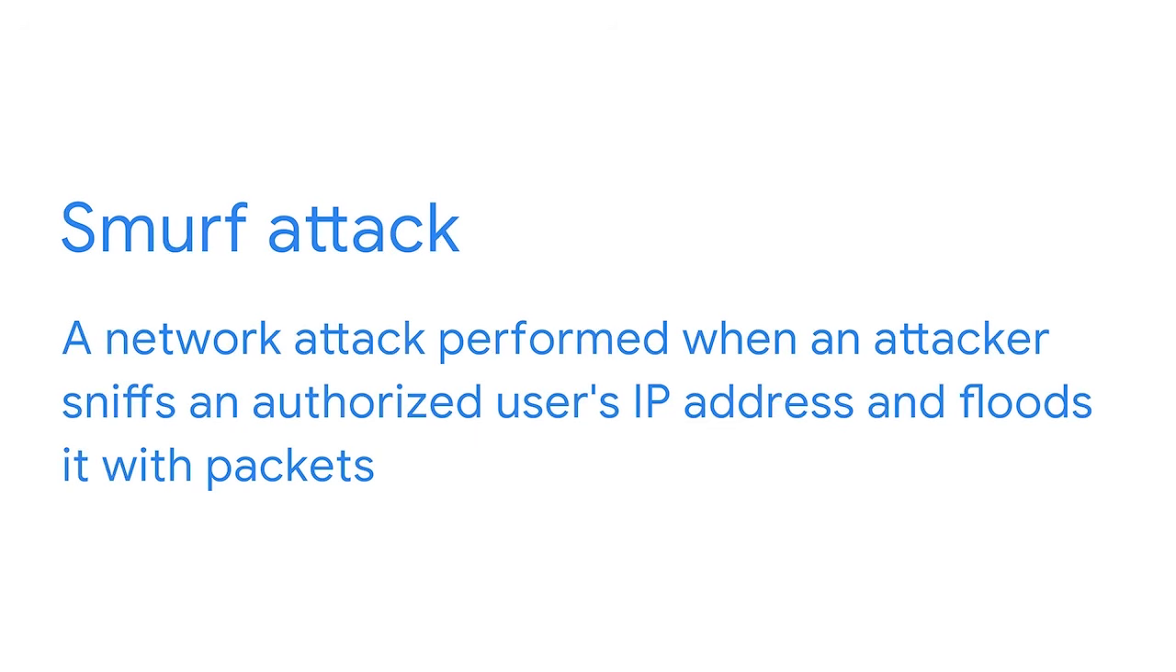A Smurf attack is a combination of a DDoS attack and an IP spoofing attack. The attacker sniffs an authorized user's IP address and floods it with packets. This overwhelms the target computer and can bring down a server or the entire network.